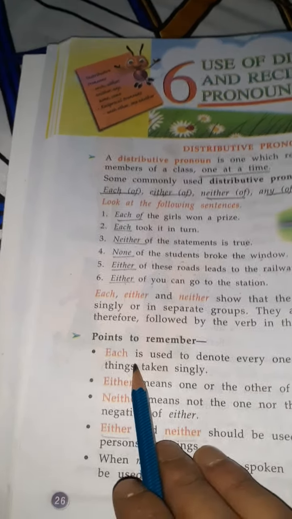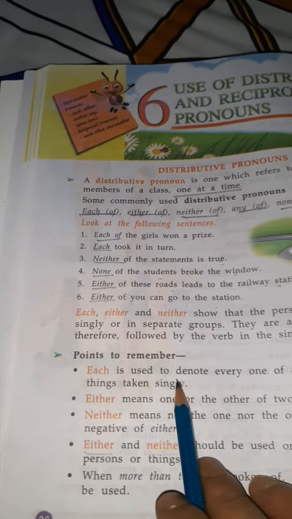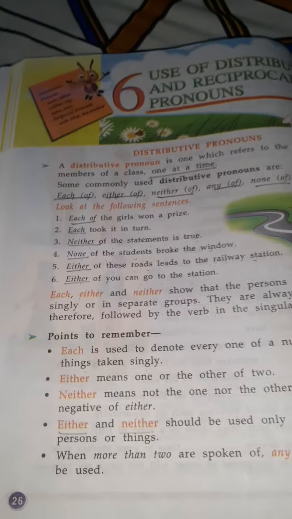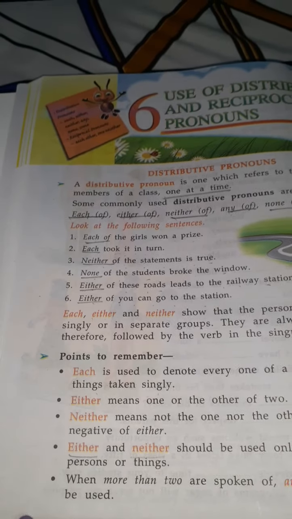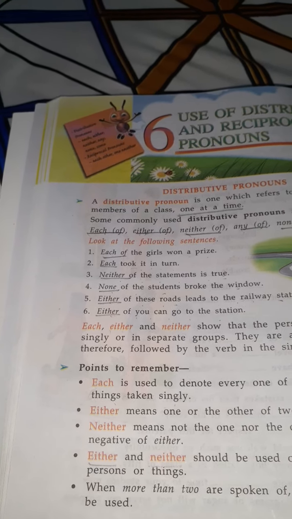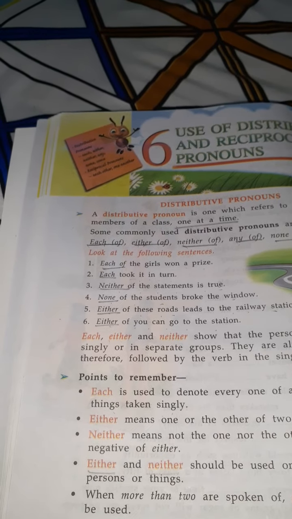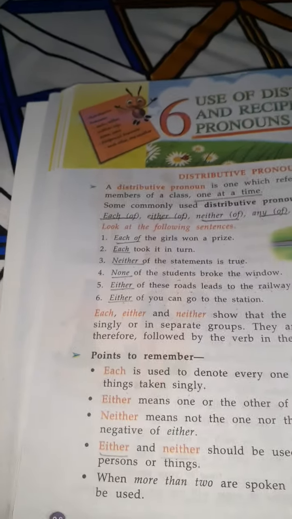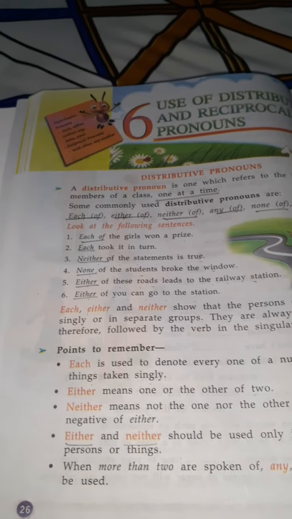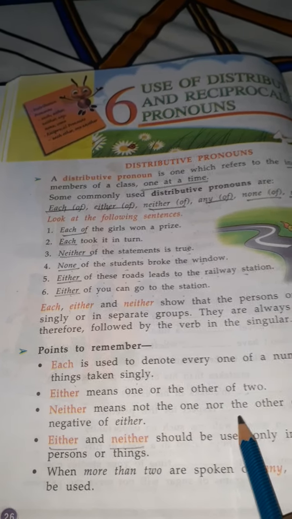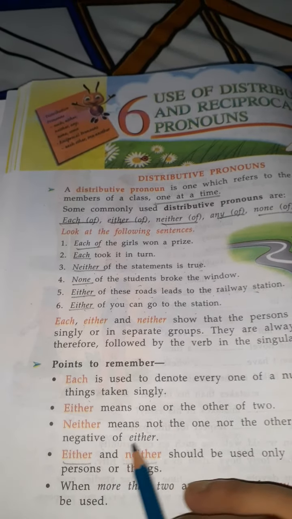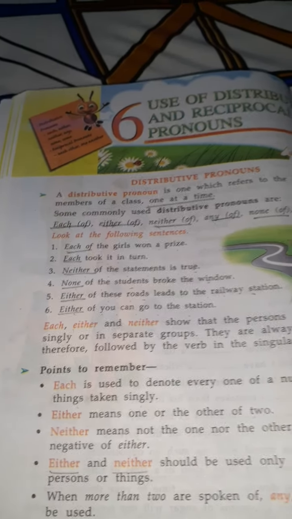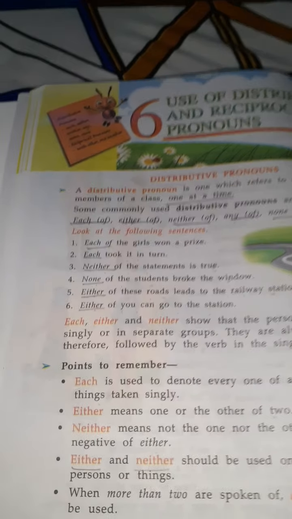Now, points to remember. Each is used to denote every one of the members of persons or things taken singly. So when we are using each, we are taking every one of the single members. Either means one or the other of two. If two persons or things are there, that time you take either. Neither means not the one nor the other of two. It is the negative of either.